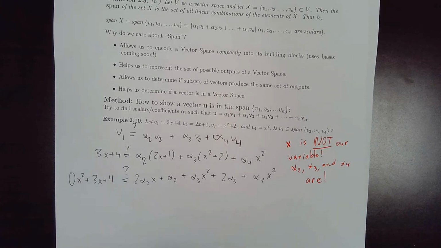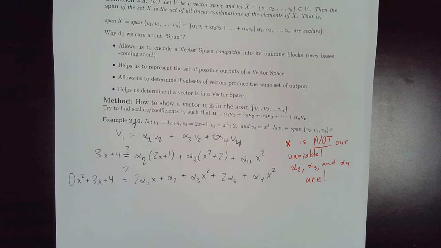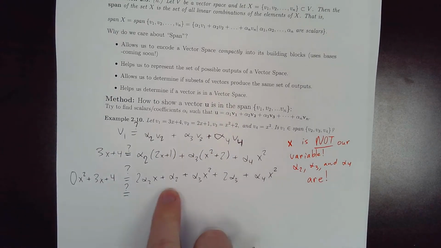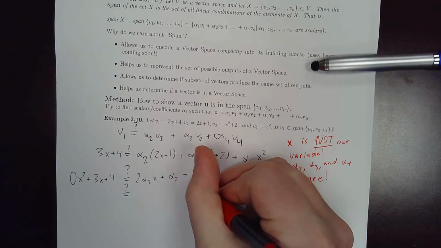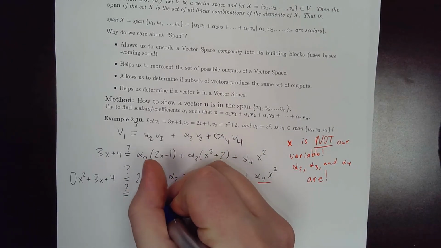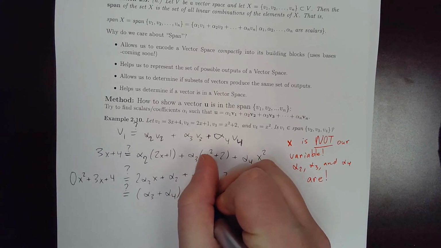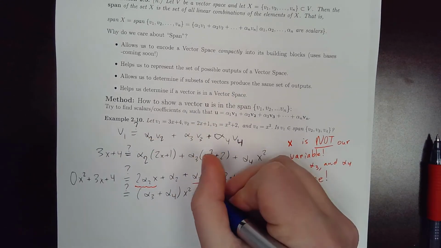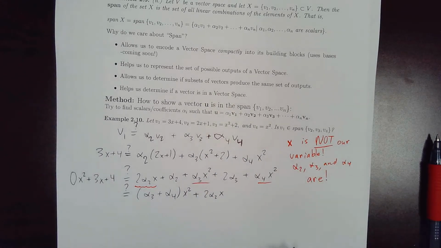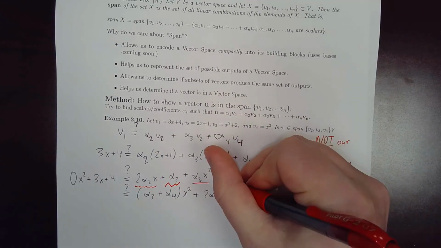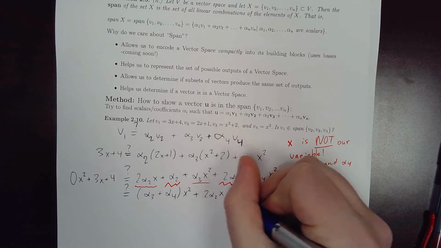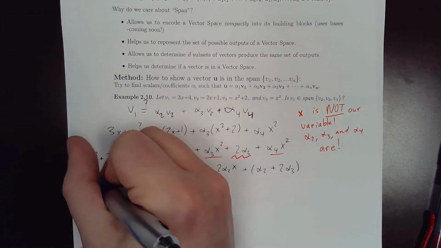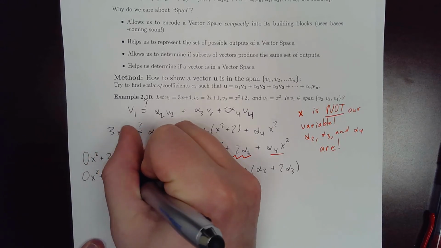So now, we said we wanted to compare the coefficients. So what we mean is that we want to compare what's in front of the x squareds, what's in front of the x's, and what's our constant portion. So let's rewrite this where we combine our like terms. If we look at things that have x squareds, we will get alpha 3 plus alpha 4 x squared. If we look at things with x's in front of them, we'll get 2 alpha 2 x. And if we look at things that don't have an x attached to them, we will get plus alpha 2 plus 2 alpha 3. And that has to be equal to 0x squared plus 3x plus 4.